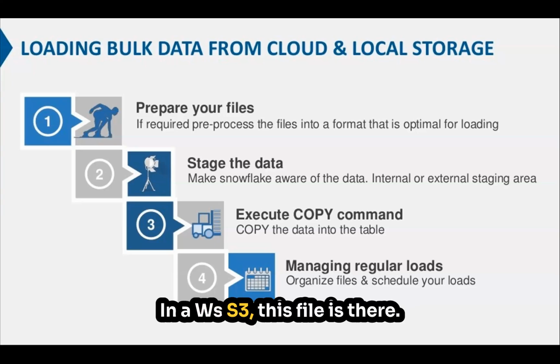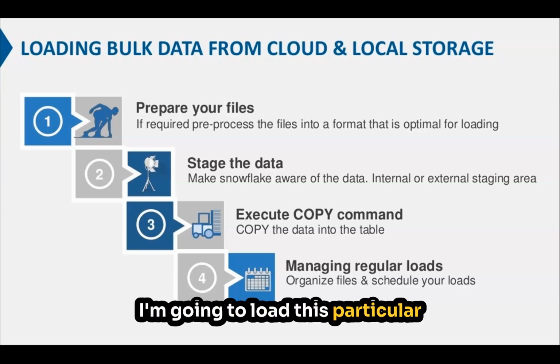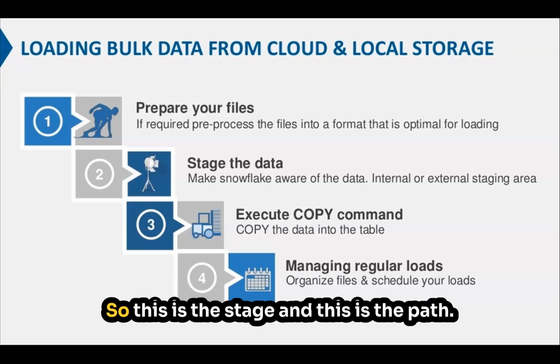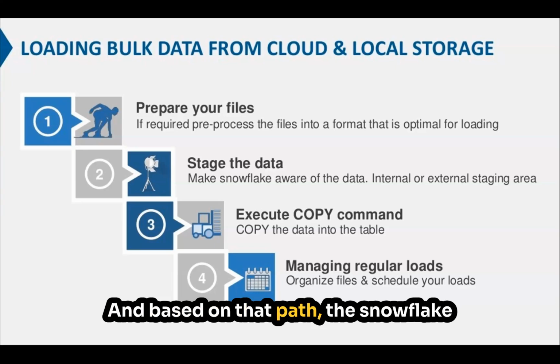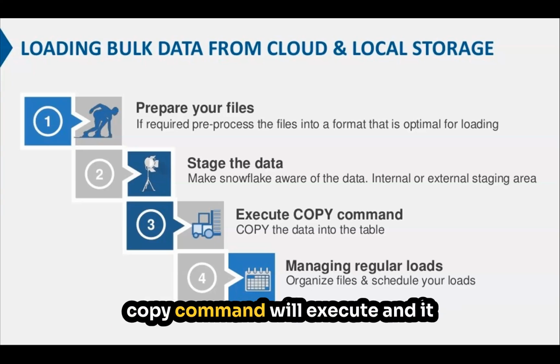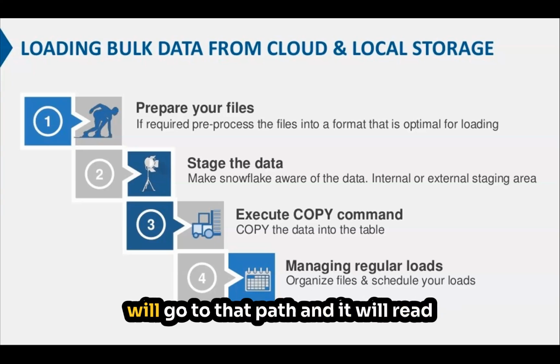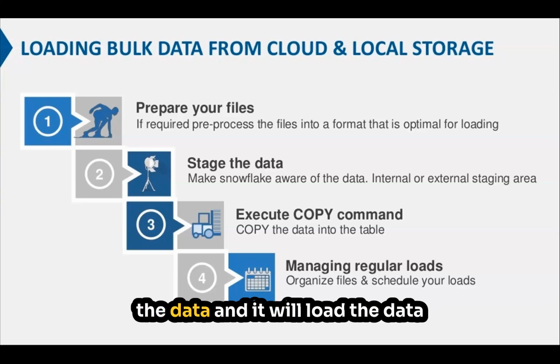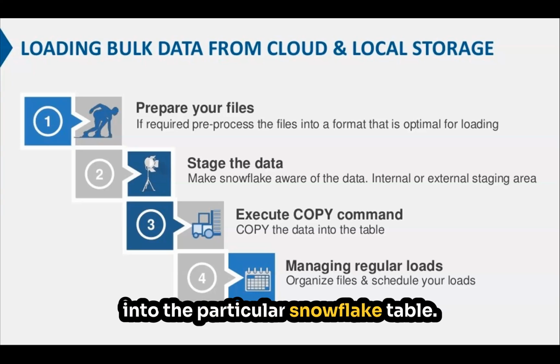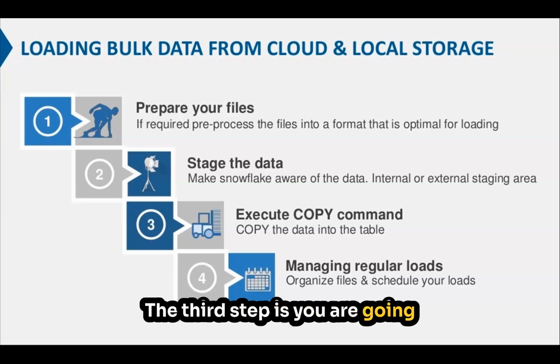Okay, in AWS S3, this file is there. I'm going to load this particular file into my Snowflake table. So this is the stage and this is the path. Based on that path, the Snowflake copy command will execute and go to that path, read the data, and load the data into the particular Snowflake table. The third step is you are going to execute the copy command.